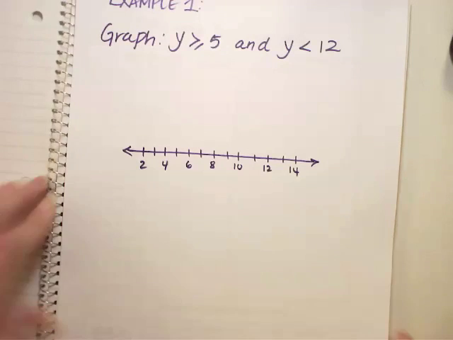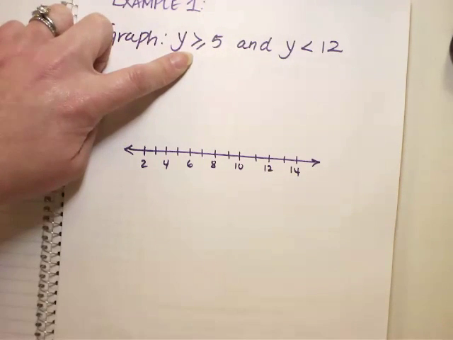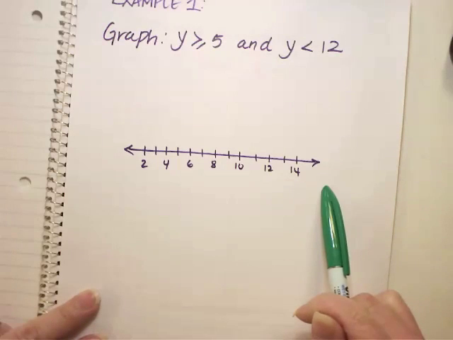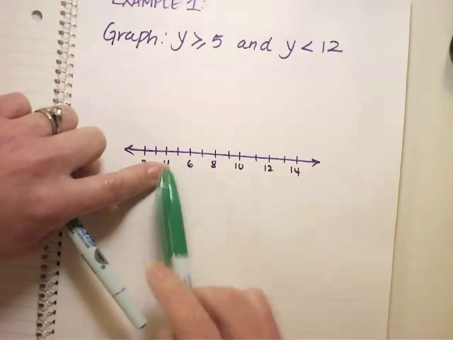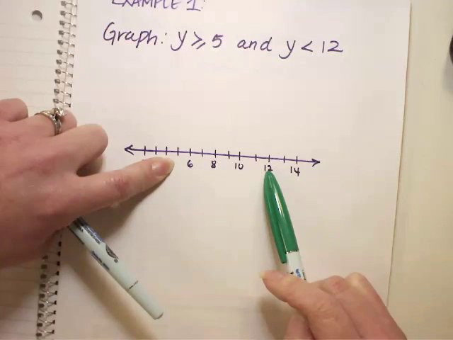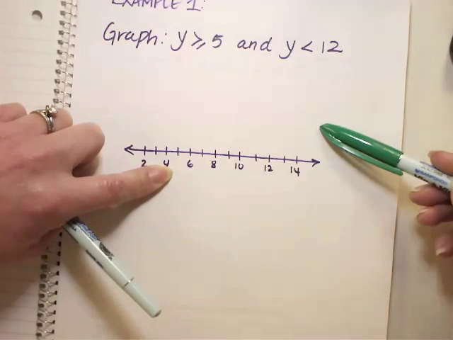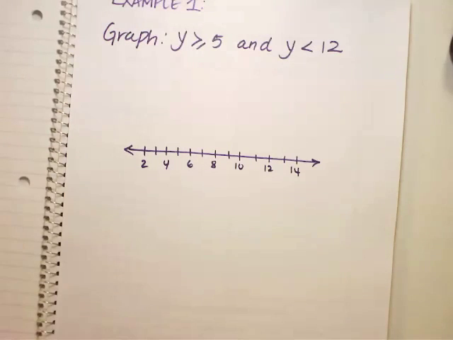Can you graph y is greater than or equal to 5 and y is less than 12? You might want to take out two different colors. This is a great time to use two different colors to help you. You want to set up a number line like this that has the numbers 5 all the way to 12. So mine actually cover a little more. 5 starts here, 12 is here. And we're going to leave some room up here because this is actually where we're going to show our work. So go ahead and set that up.